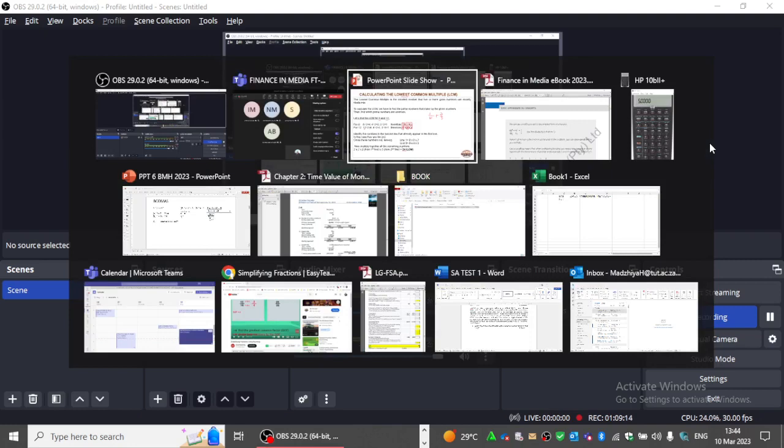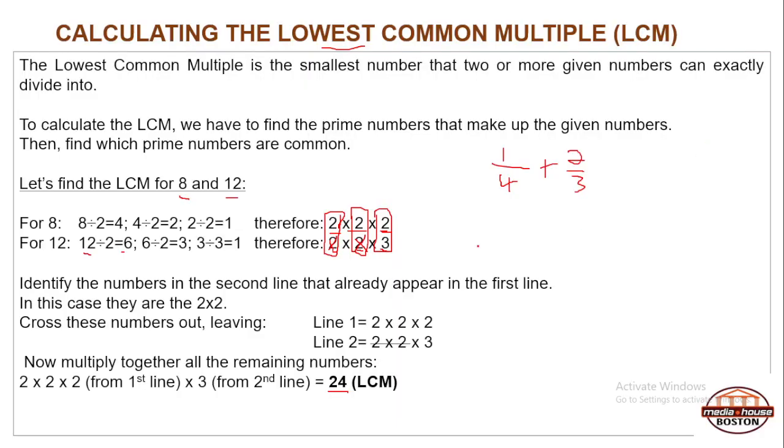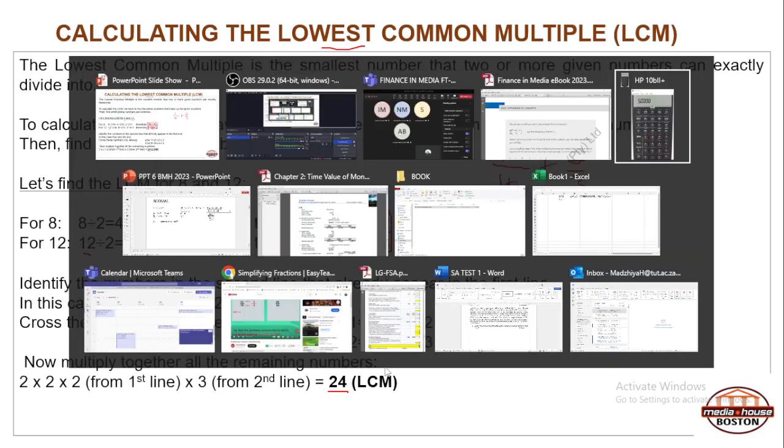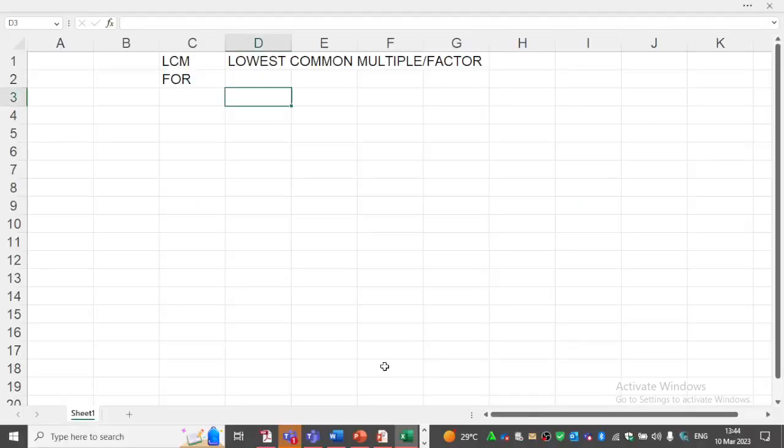Okay, I'm back. As I was still explaining, this will become the lowest common multiple. To find how we managed to get to 24, I'm going to show you another method. We're going to go to an Excel file that I opened. Based on this Excel file, we're looking for the lowest common factor for 8 and 12.